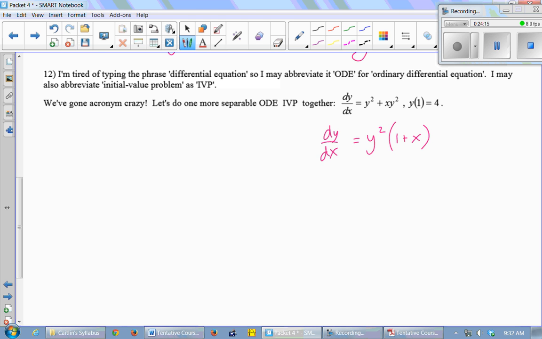And then I'm going to move my dx over here so that I have my 1 plus x dx together and divide both sides by y squared. So this is going to become y to the negative 2 dy equals 1 plus x dx. Everybody follow how that works? All the y's plus the dy have to go together. All the x's plus the dx have to go together. And you just treat dy/dx like a fraction.